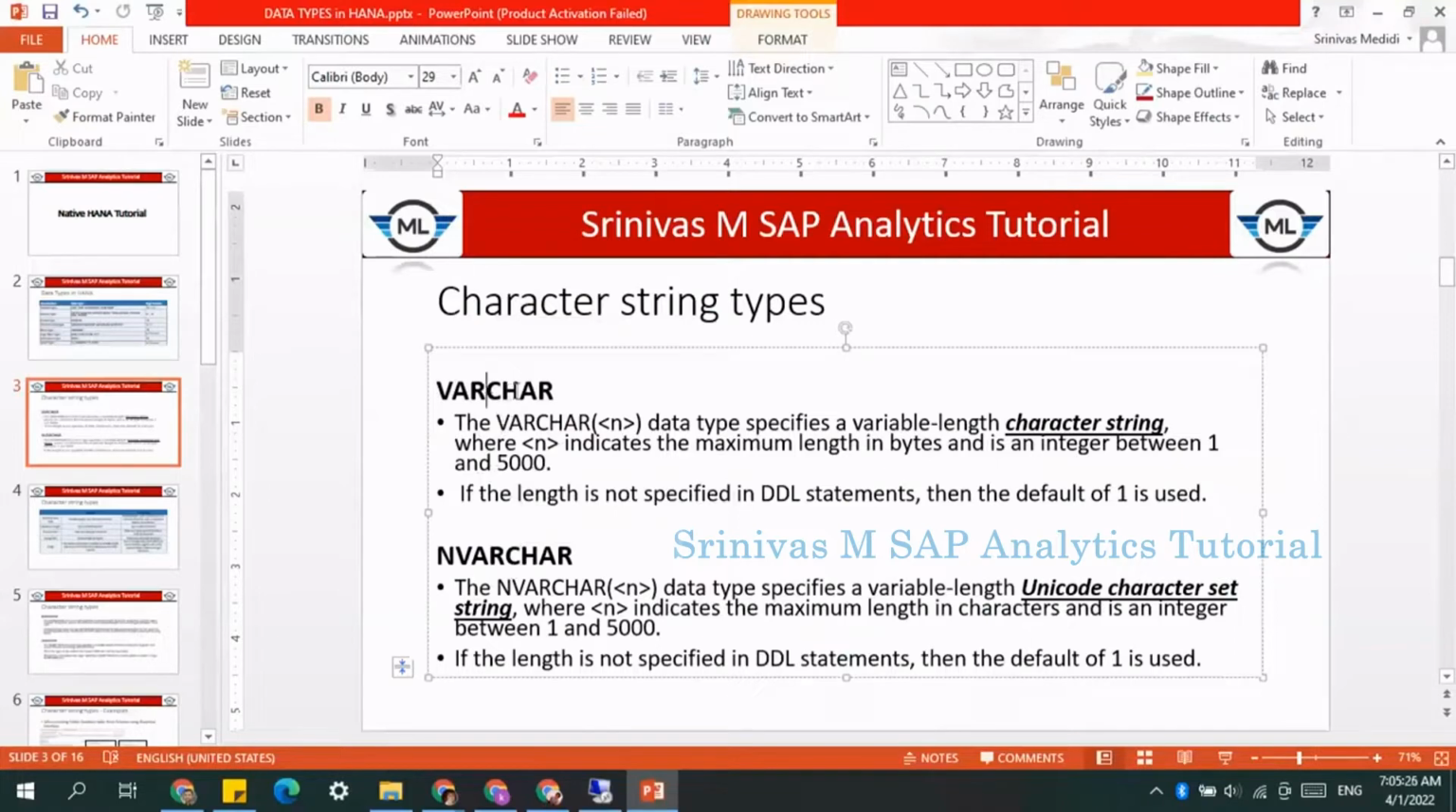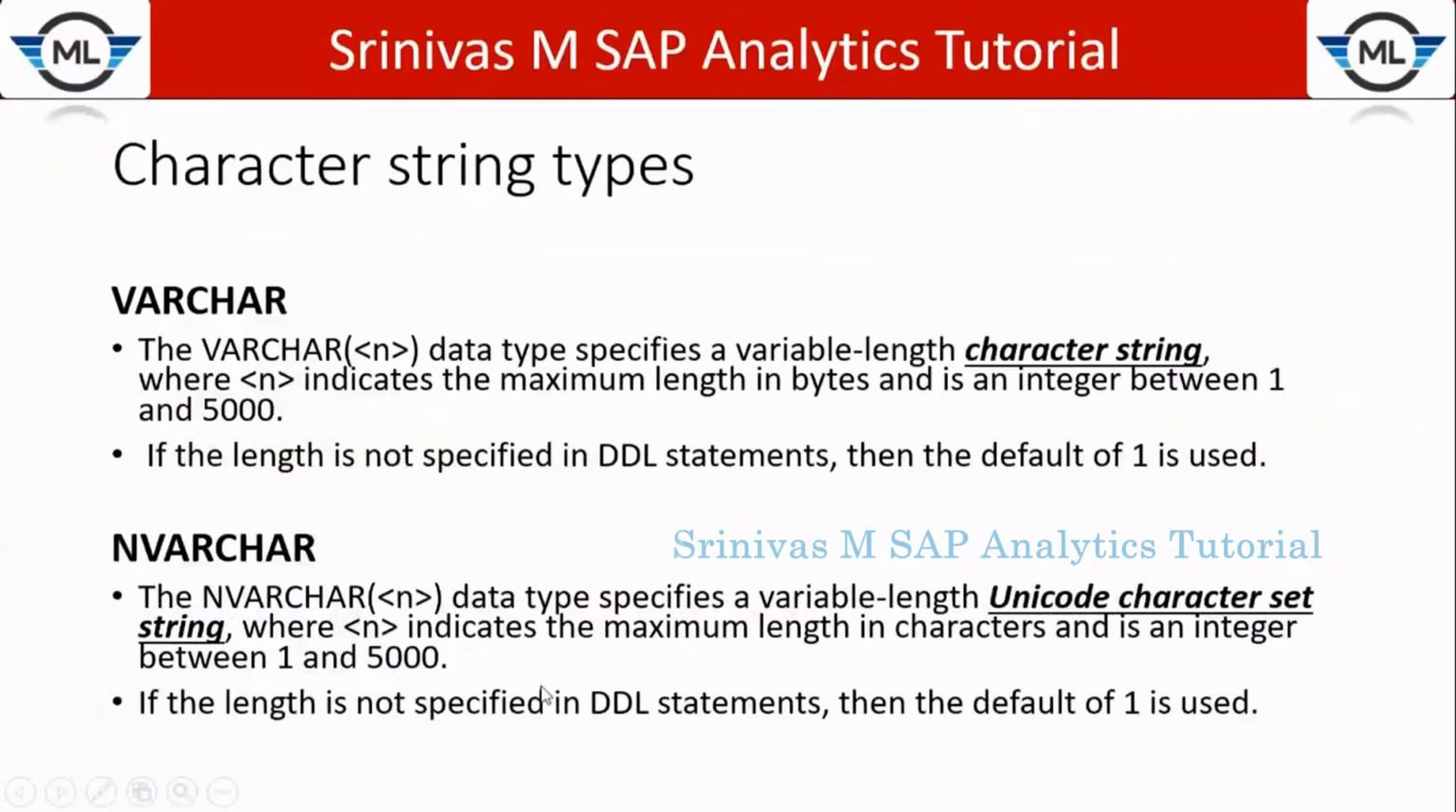Now in this particular screen we are going to discuss two data types, varchar and nvarchar. What is the major difference between varchar and nvarchar? As per the description here, varchar represents a character string, and nvarchar represents a Unicode character set string. So there is a difference between varchar and nvarchar. Its length and everything is the same, but the type of data it stores differs. Varchar supports only string types and nvarchar supports the Unicode character set, for example German letters, Chinese letters, and so on.